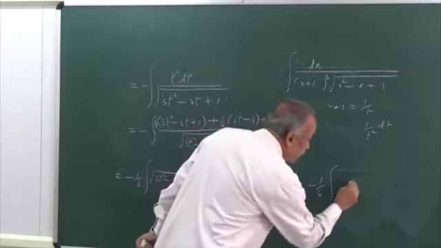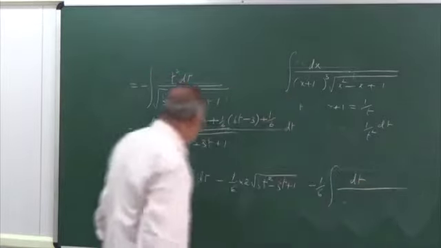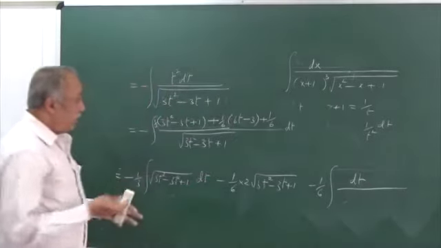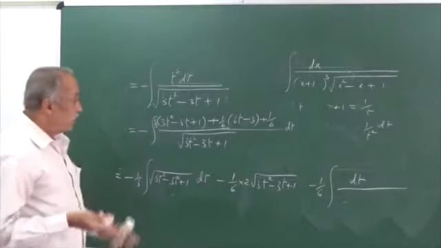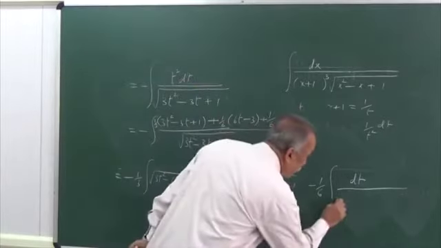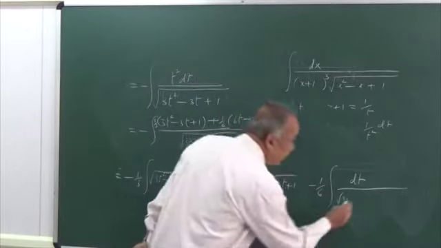My next term is the integration of dt by, let me prepare myself to get the function integrated. I will first make the coefficient of t square under the radical sign 1.